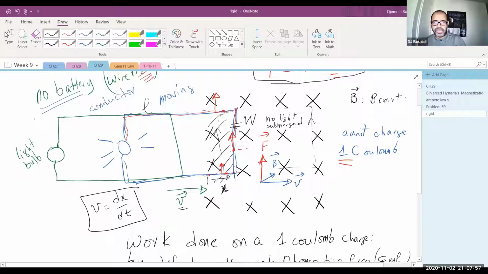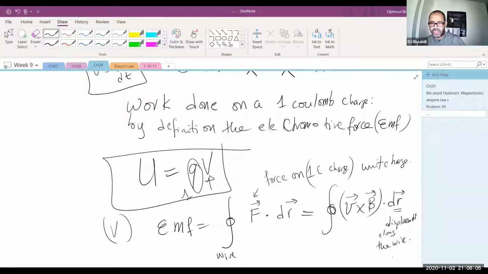But note this force in here and the displacement in the wire, they're parallel to one another. So at the end, this product of this force and the dr, don't get confused between the V times dr. Of course, they are perpendicular in that region, but I'm looking at V cross B times dr, which is really parallel to it, okay?